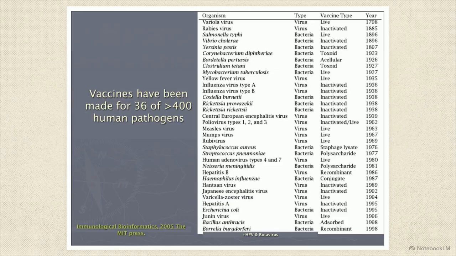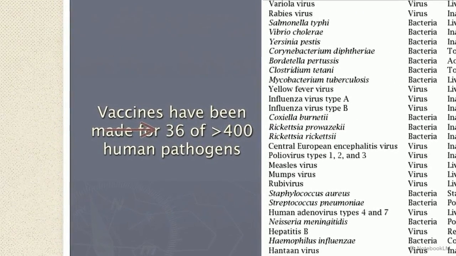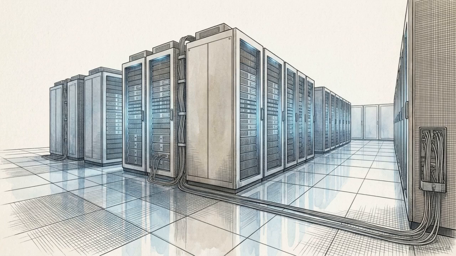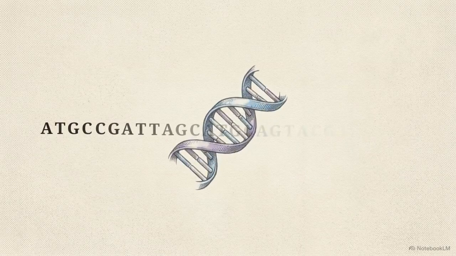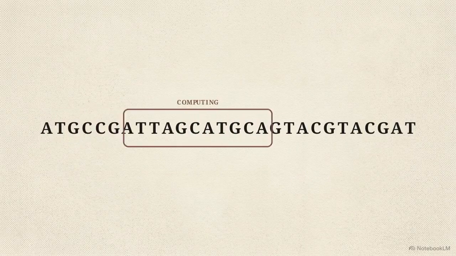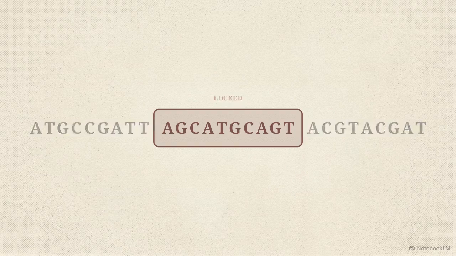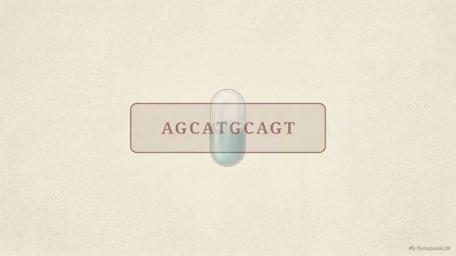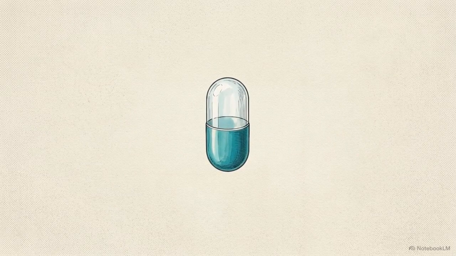But look closely at the summary data here. Of the more than 400 known human pathogens, empirical methods have only yielded vaccines for 36 of them. There is a massive gap in our defensive capabilities. To close that gap, researchers proposed rational vaccine design using immunoinformatics. The theory is precise. Sequence a pathogen's genome, compute the exact antigenic targets on a computer, and synthesize a peptide sequence that acts as a custom-built vaccine.